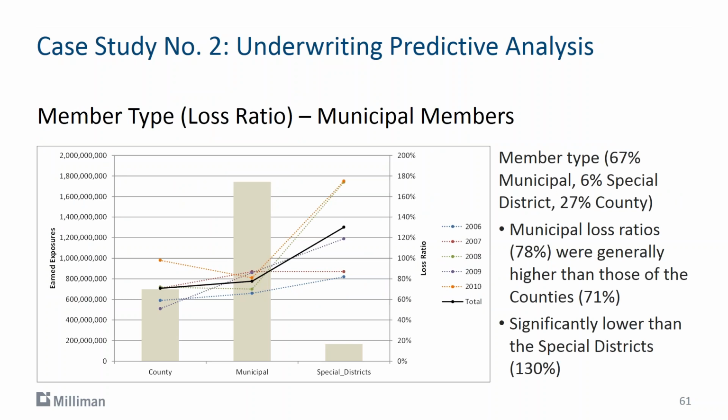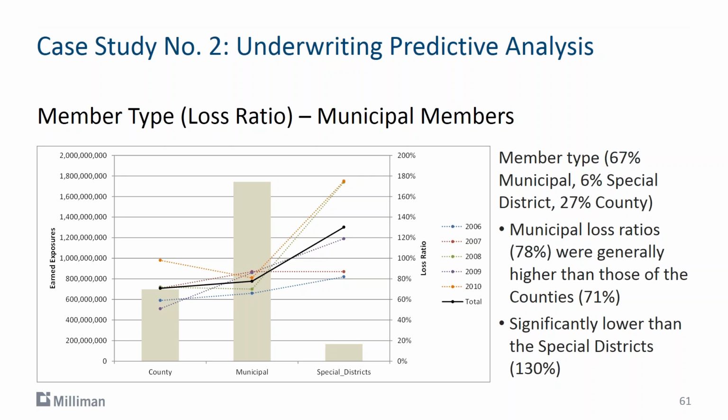So here I'm showing just some more graphics on the results. As I mentioned, there's certainly an opportunity to distinguish the risk by member type. So when we look at the municipal members and we look at member type within that grouping, this shows the results of counties versus municipalities versus special districts. And we can see here that there is some differentiation, particularly for the special districts.